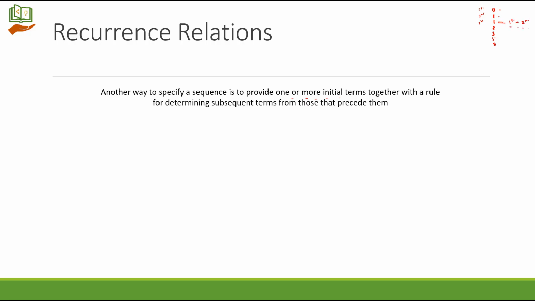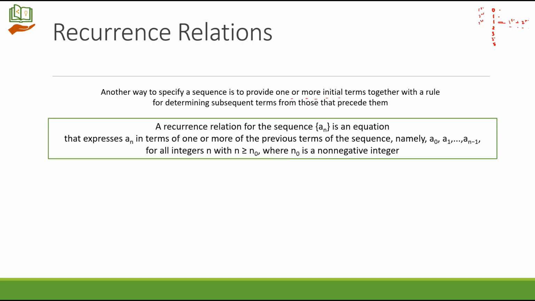We give as the rule: a recurrence relation for the sequence an is an equation that expresses an in terms of one or more of the previous terms of the sequence, namely a0, a1 up to an minus 1, for all integers n with n greater than or equal to n0, where n0 is a non-negative integer.